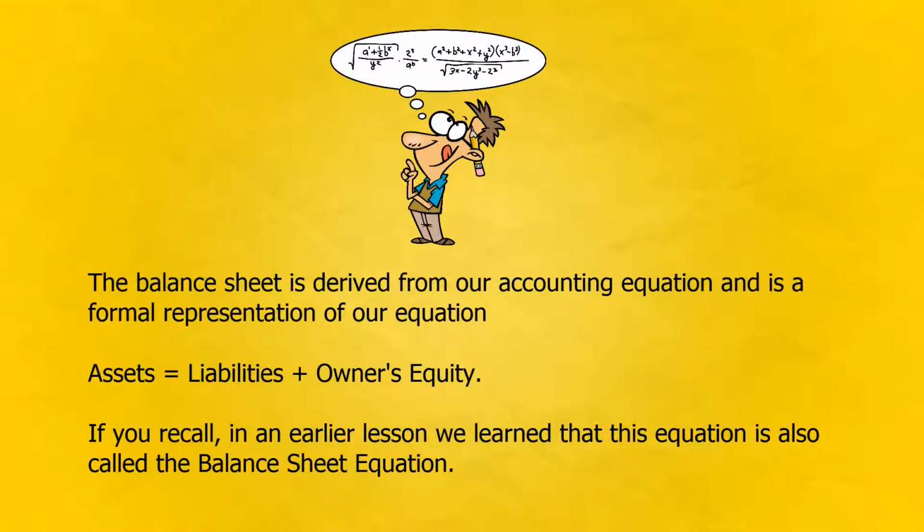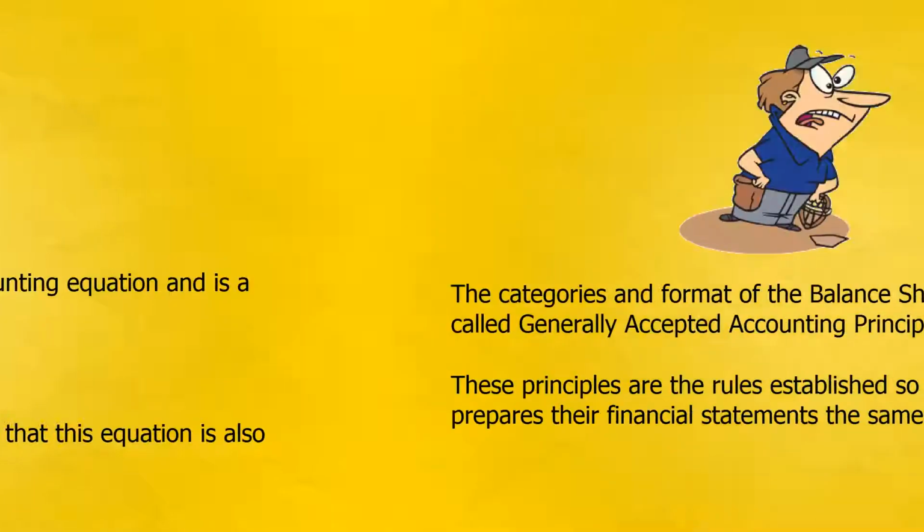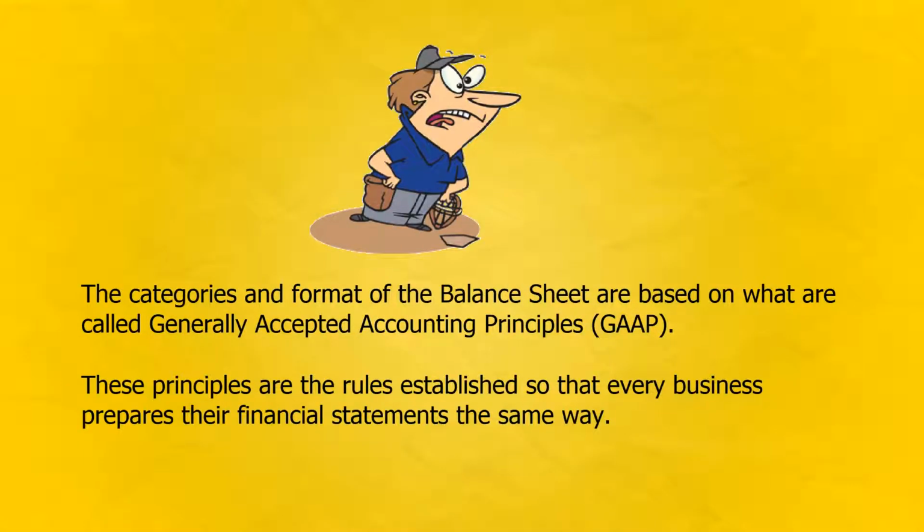The balance sheet is derived from our accounting equation and is a formal representation of our equation: assets equals liabilities plus owner's equity. If you recall, in an earlier lesson we learned that this equation is also called the balance sheet equation. The categories and format of the balance sheet are based on what are called Generally Accepted Accounting Principles (GAAP). These principles are the rules established so that every business prepares their financial statements the same way.